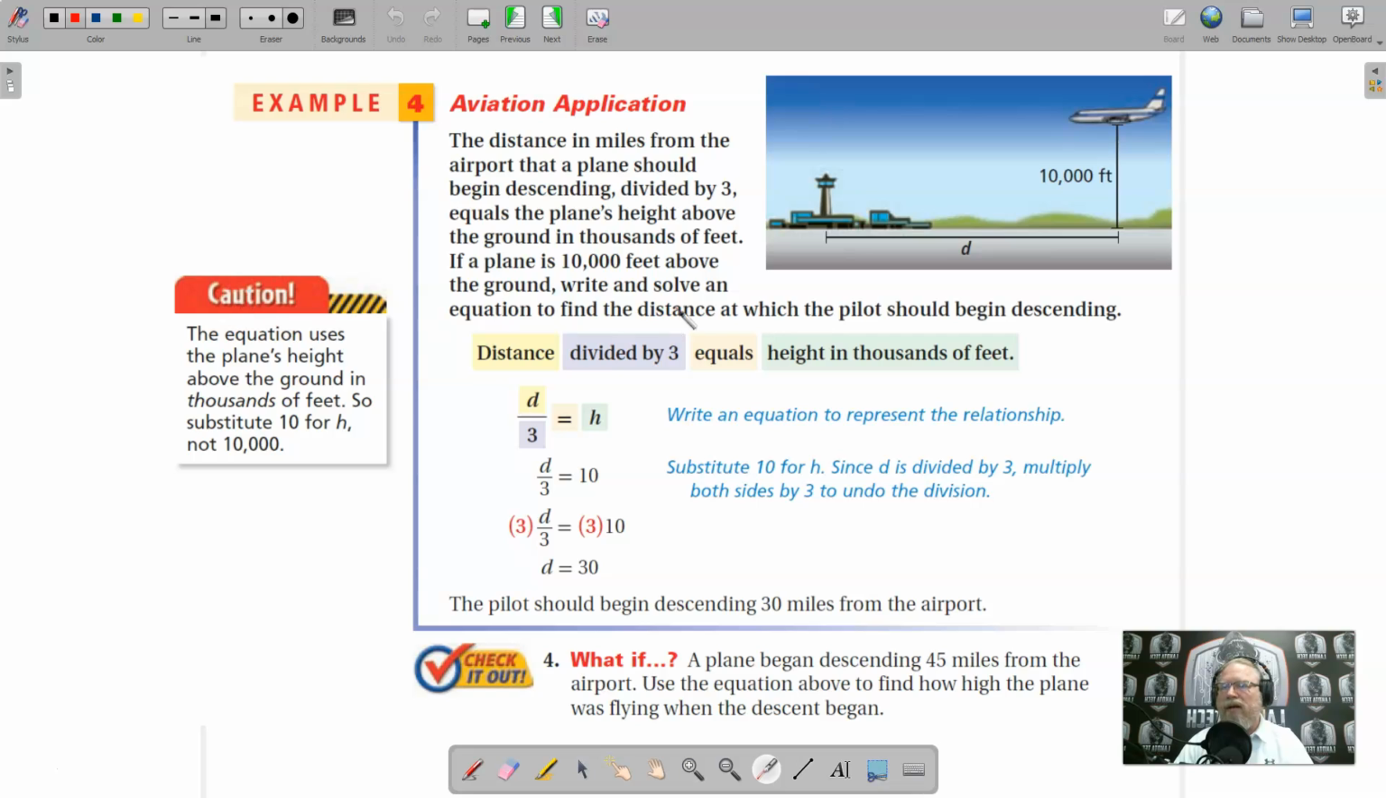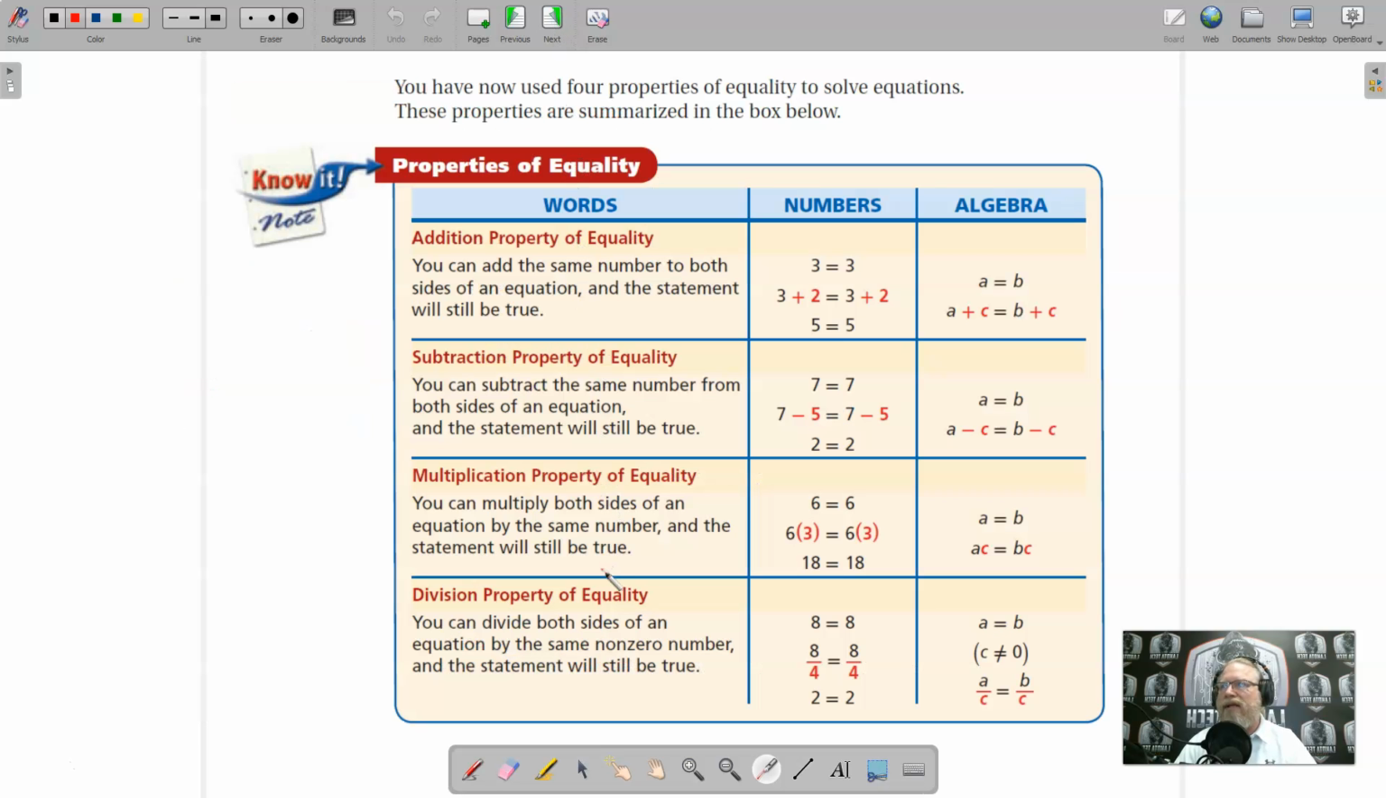Over here the caution is what I was pointing out there. The equation uses the plane's height above the ground in thousands of feet, so substitute 10 for h, not 10,000. So I guess I should have looked over there, then I could have included that into the presentation at that point. So now you have used 4 properties of equality to solve equations.